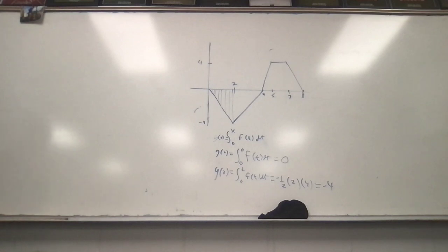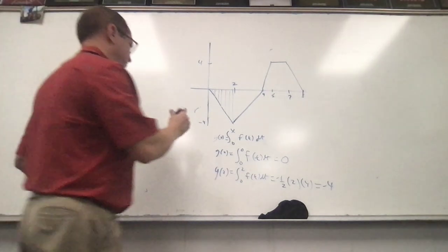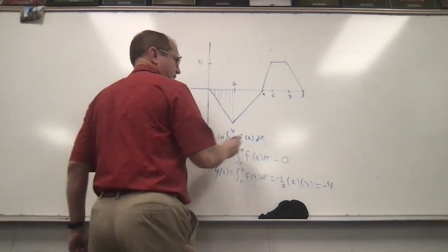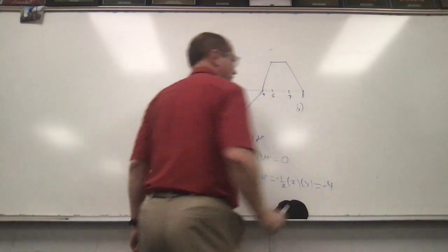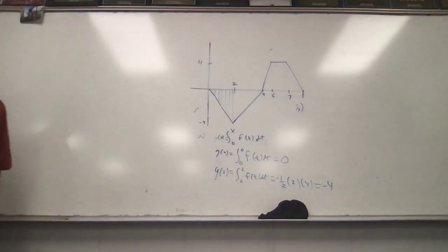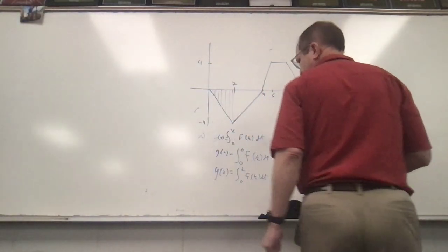All right, now, y'all do the g of 4, g of 6, and g of 8. We'll do that in just a little bit. We won't get to that now. Part B. What does part B say we're looking for here? The largest open interval in which g is increasing. The largest open interval in which g is increasing. All right.